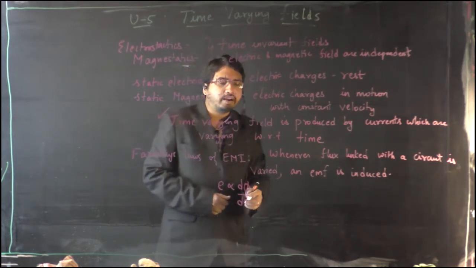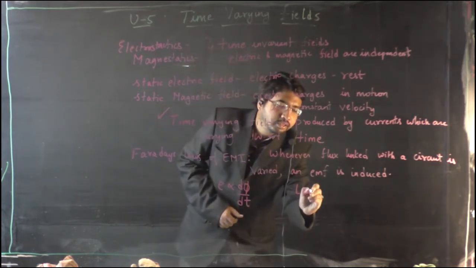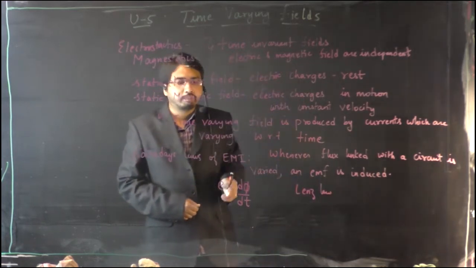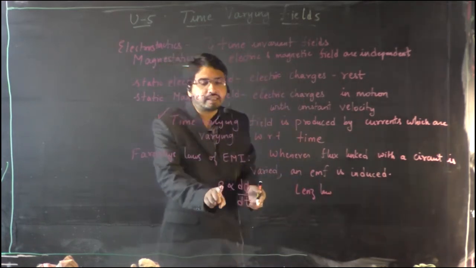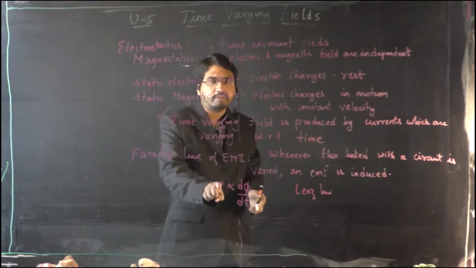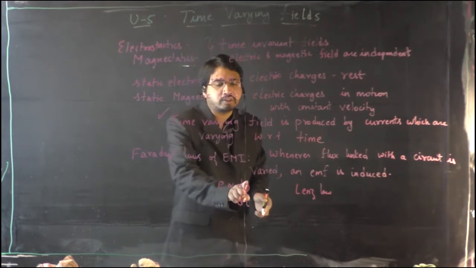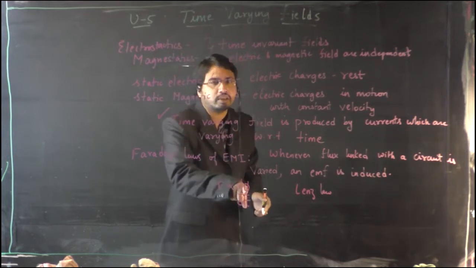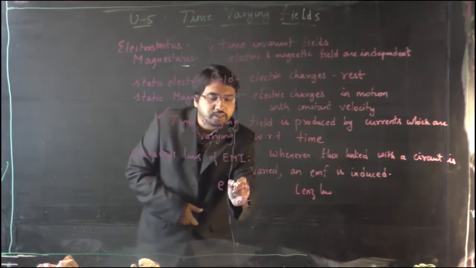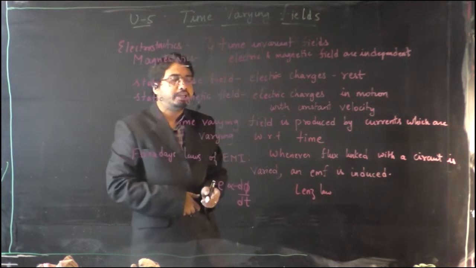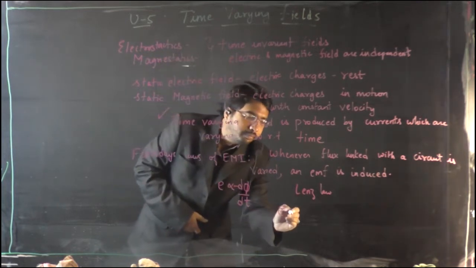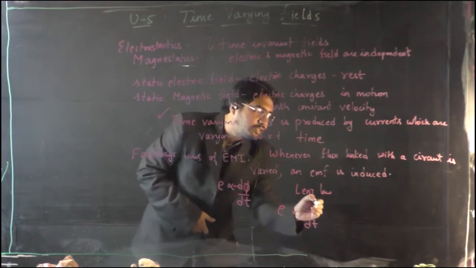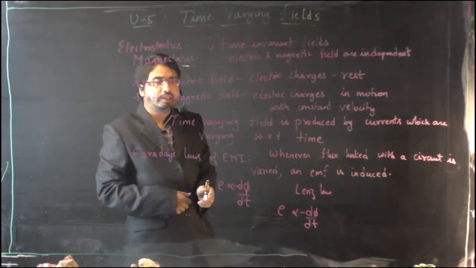of flux. And what does Lenz's law state? Lenz's law states that every result opposes the cause that produced it. That means what is the result here? The induced EMF is the result. What is the cause that produced it? Variation of flux. Now this result will oppose the cause that produced it. That means E equal to minus d phi by dt. So E proportional to minus d phi by dt is the final expression for Faraday's laws of electromagnetic induction.